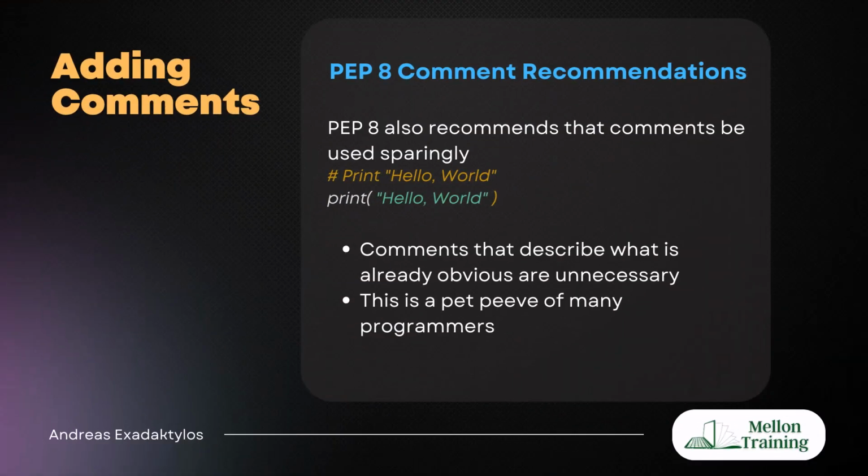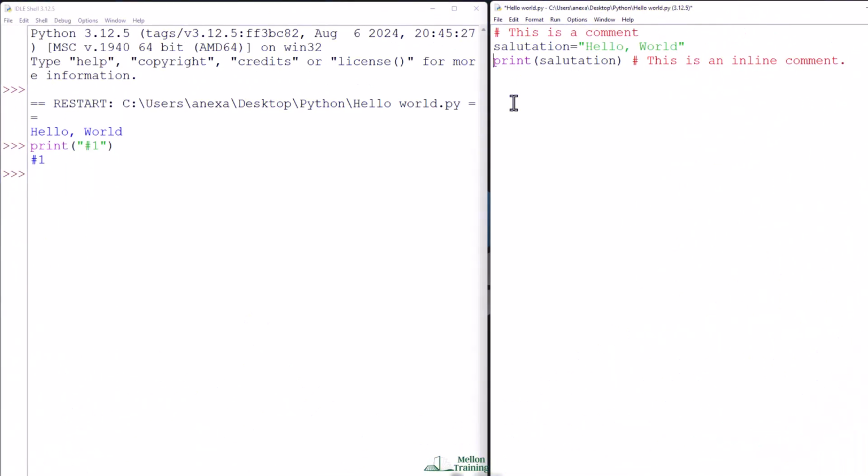PEP 8 also recommends that your comments are used sparingly. Comments that actually describe what is already obvious are unnecessary and can be a big pet peeve of many programmers. Comments are best used to clarify code that may be difficult to understand or to explain why something is coded in certain ways.